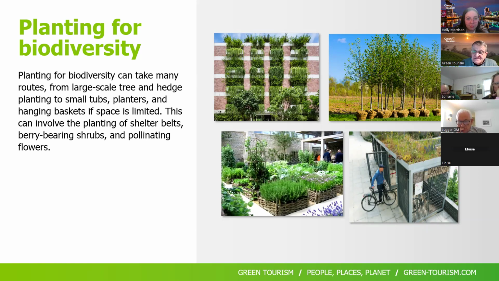On the slide, we can see some examples of planting green walls, tree planting, herb gardens, an urban bicycle shelter with a green roof and a built-in bug hotel and nesting boxes. This itself covers a lot of bases in the criteria and also stops your bike from disappearing.